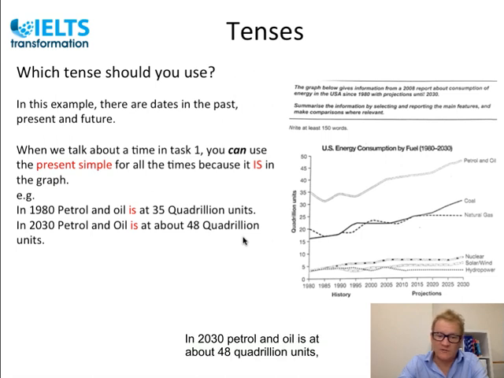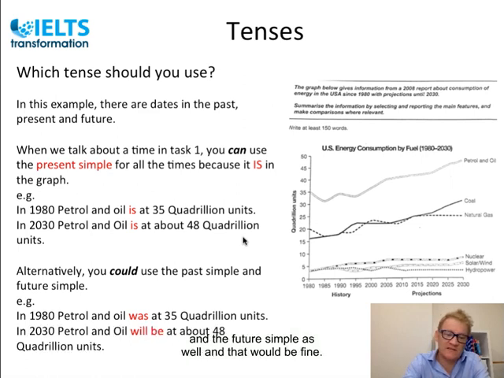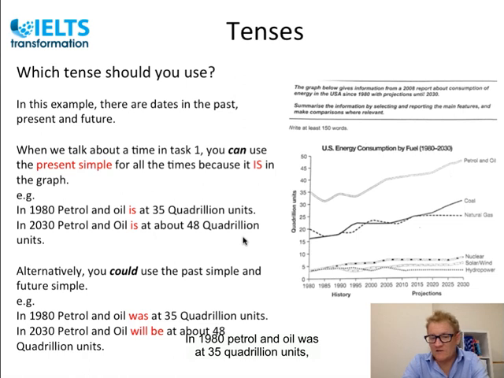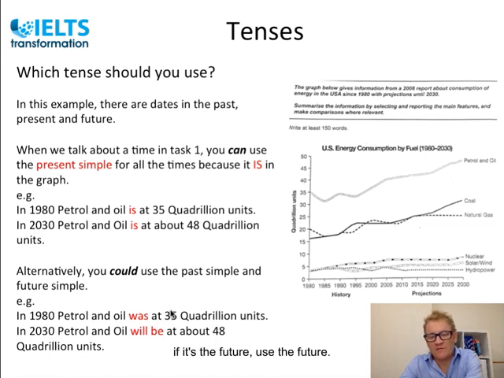In 2030, petrol and oil is at about 48 quadrillion units. So that's okay. You could use the past simple and the future simple as well, and that would be fine. In 1980, petrol and oil was at 35 quadrillion units. In 2030, petrol and oil will be... So both are okay. This second one is more logical, I think, but don't worry too much about it. I think it's more logical to talk about the past using past tenses. If it's the future, use the future.